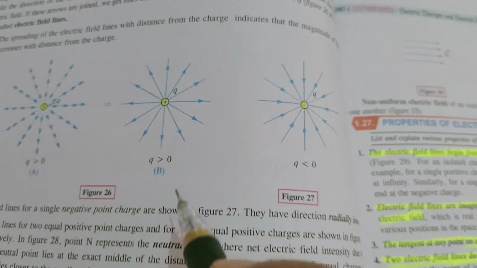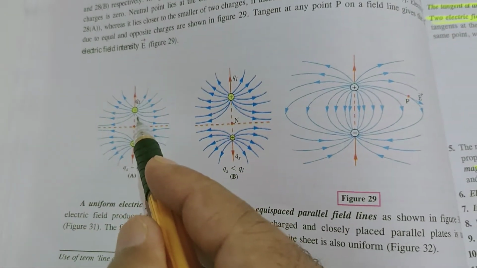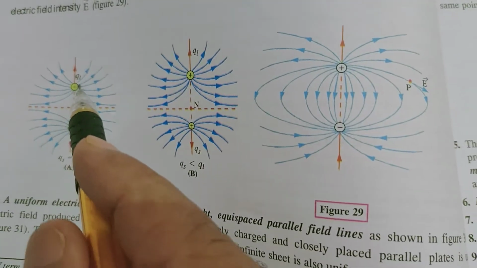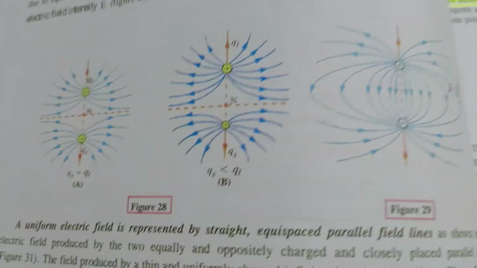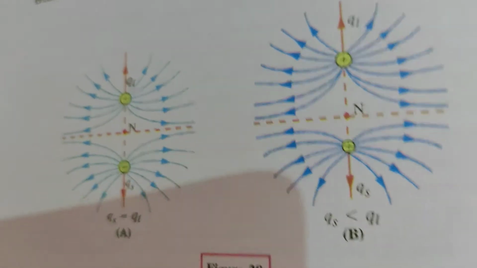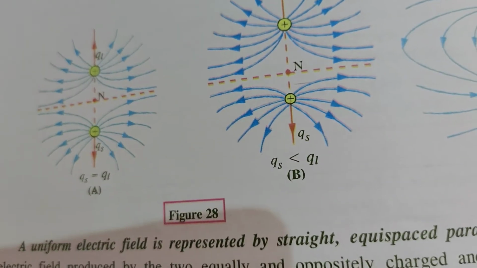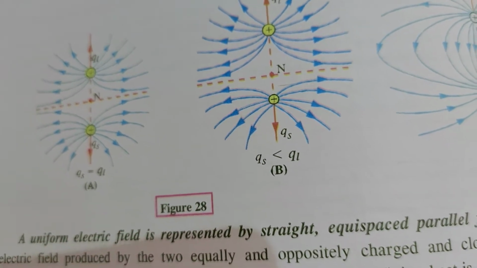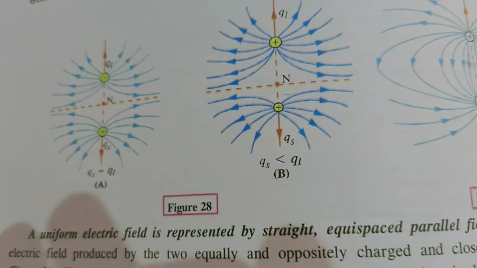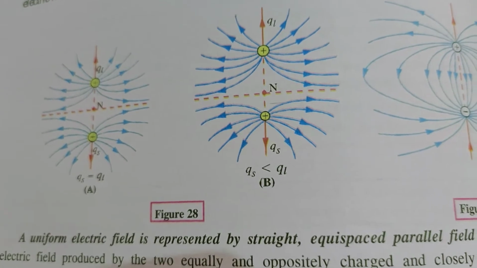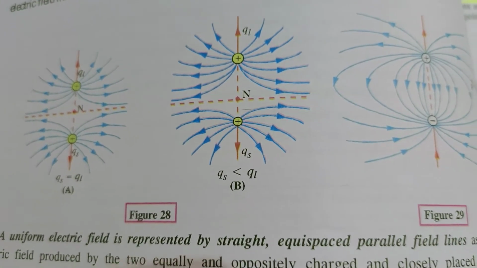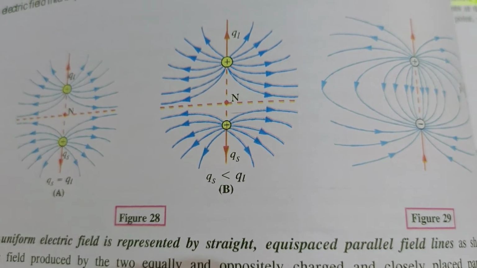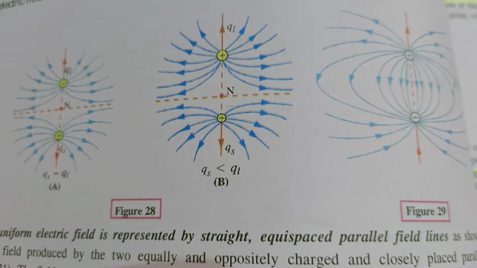Why these are radially inward in case of negative charge and radially outward in case of positive charge, I will explain in properties. After that, here you can see this is a positive charge, this is also a positive charge, and both are of equal magnitude. As their magnitudes are equal, you can see that electric lines of force are also in the same pattern, and N is the neutral point and that lies exactly midway between the two charges.